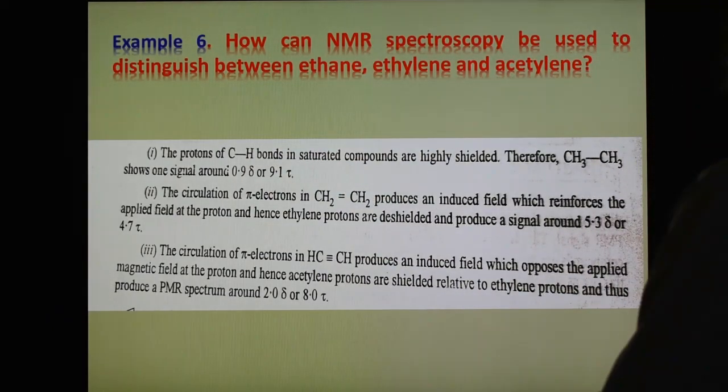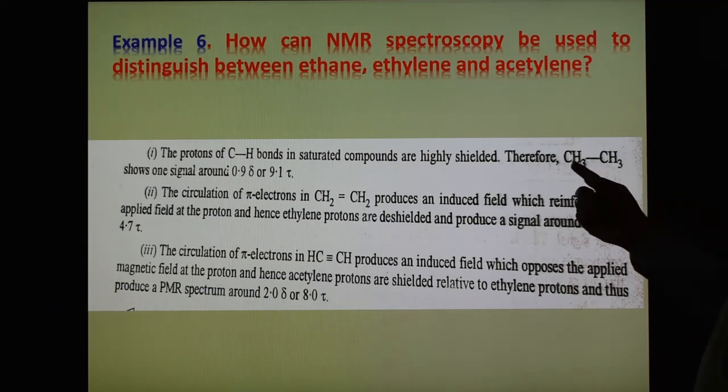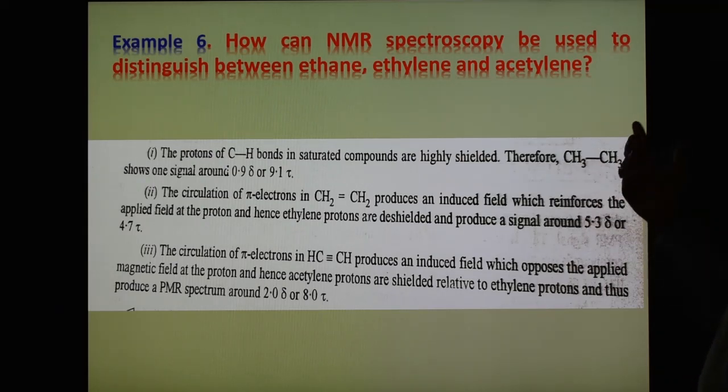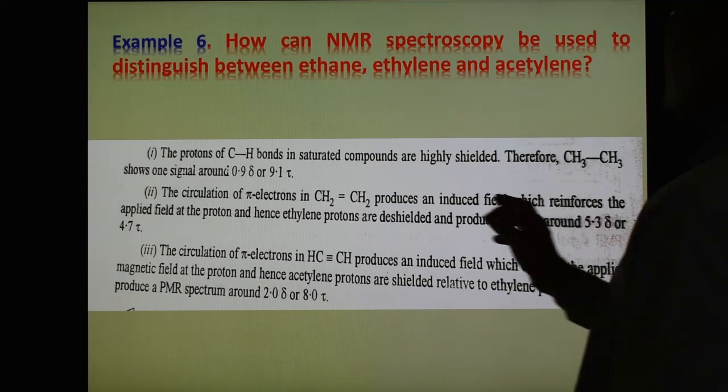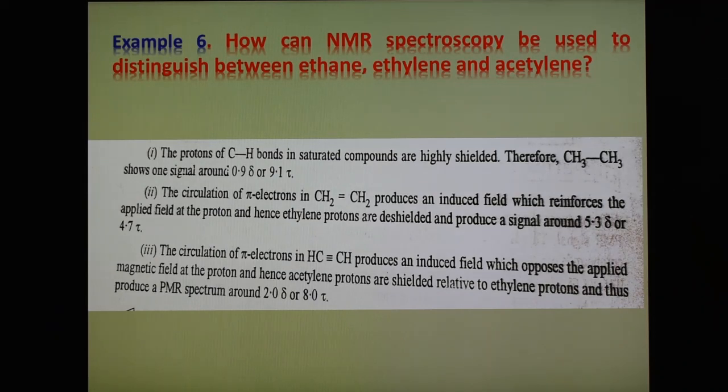As we know, protons of C-H bonds in saturated compounds are highly shielded. This is the structure of ethane, and these are the equivalent protons. There are two groups here, but both are equivalent. Therefore they give only one NMR signal, and that signal may appear around 0.9 delta or 9.1 tau value. So only one signal is there.